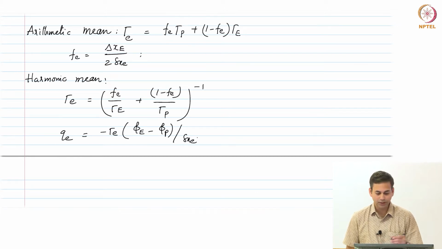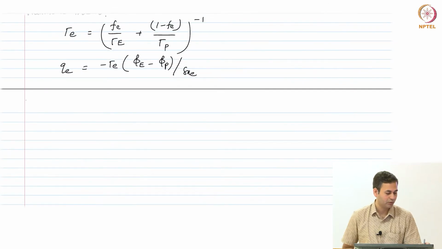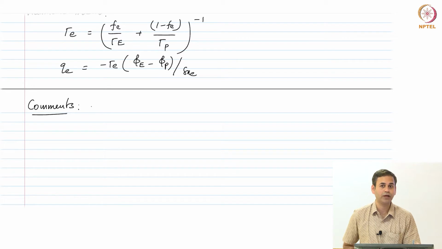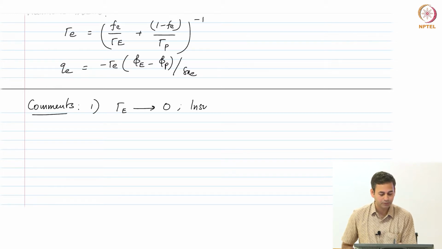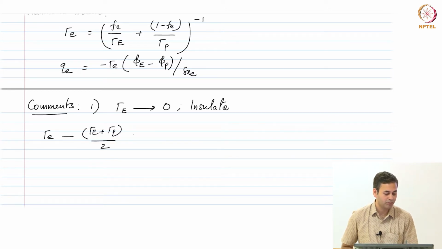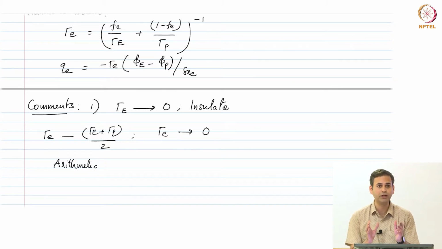Then we have also seen that if we have a condition where the thermal conductivity for gamma E is 0, right, essentially we have an insulator, then what we saw was the arithmetic mean retains the effect of both gamma E and gamma p, right. Whereas for the harmonic mean, what happens? Gamma E tends to 0, which is what it should be, because you have an insulator, then the heat flux on the face of the insulator should be 0, right.